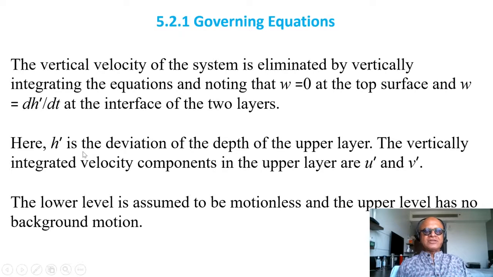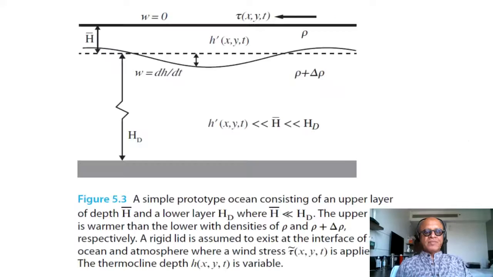two layers. So h prime here is the deviation of the depth of the upper layer, which is important for the upper layer in terms of divergences and convergences, but the deeper layer is so deep that we're not going to bother about it because it cannot have motions. Vertically integrated velocity components in the upper layer are u prime and v prime, and the low level is assumed to be motionless, so the interface variability is going to be too small compared to its total depth.